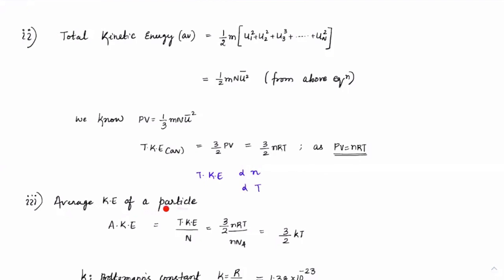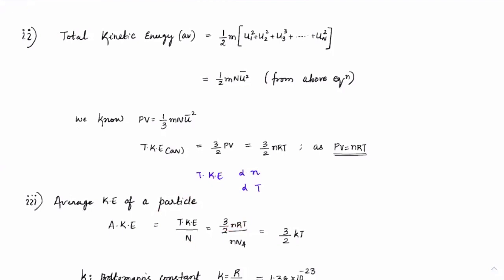Now, average kinetic energy is the total kinetic energy divided by the number of particles, because if you have some value like 100 as the total kinetic energy and you want to find it per molecule, you just divide it by the total number of molecules, correct? So if you have N number of molecules, total kinetic energy divided by N will give you average kinetic energy. This average kinetic energy is of one particle, okay? So that will be 3 by 2 nRT divided by N.